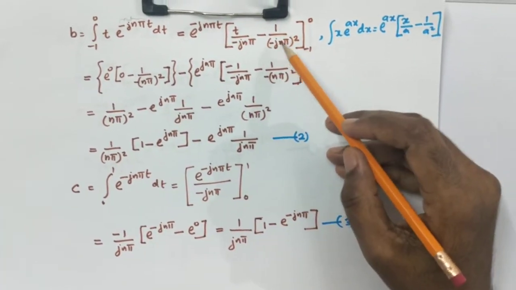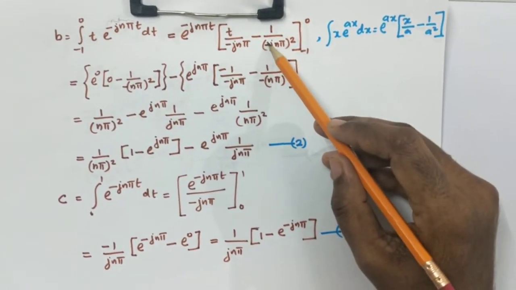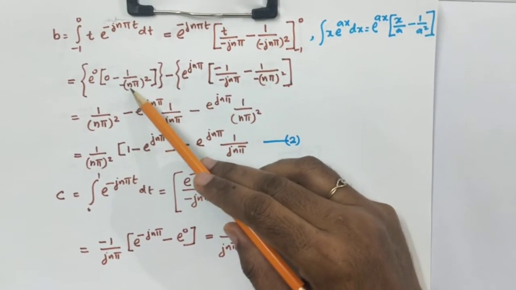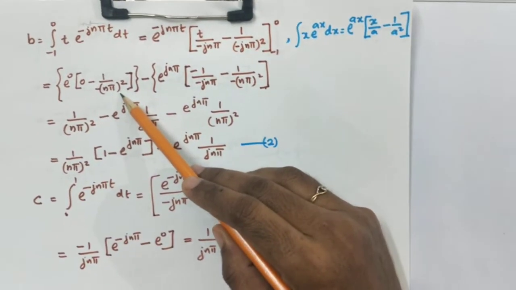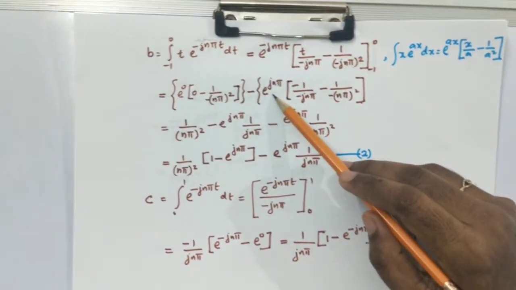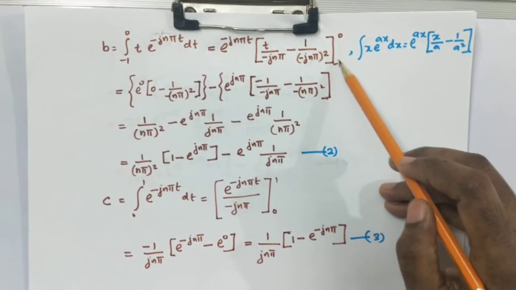So what is j square? J square equal to minus 1. And what is minus square? That is plus 1. So we'll be getting minus of n pi the whole square. And second limit, minus of e raised to jn pi into second limit is minus 1.